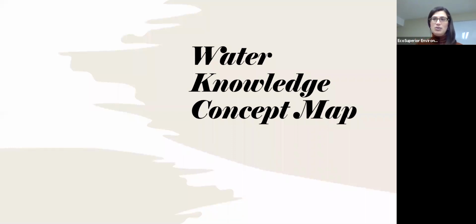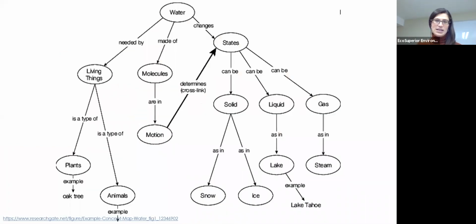I do like to start a little bit with getting students to talk a little bit about what they see in a concept knowledge map. I don't know if anyone's familiar with these. This is an example of one, more around things like what water is needed for, what it's made from. And the concept map isn't quite like a mind map. We're not quite brainstorming about water, but more about the connections to water. So water is needed by living things, and it is made of molecules, and it can be different states.